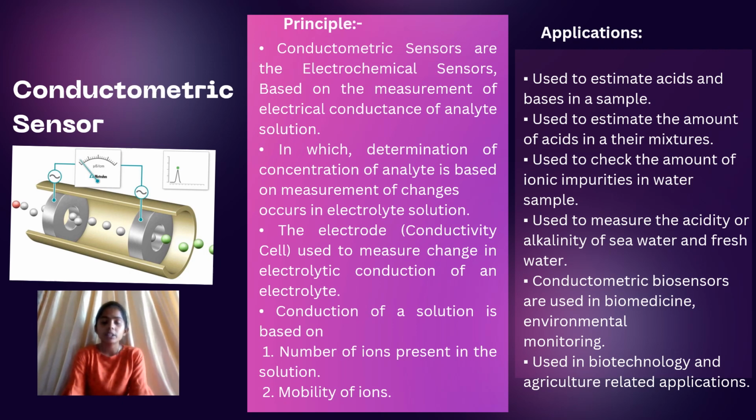Applications of conductometric sensors: used to estimate acids and bases in samples, used to estimate the amount of acid in their mixtures, used to check the amount of ionic impurities in water samples, used to measure the acidity or alkalinity of seawater and fresh water. Conductometric biosensors are used in biomedical and environmental monitoring.